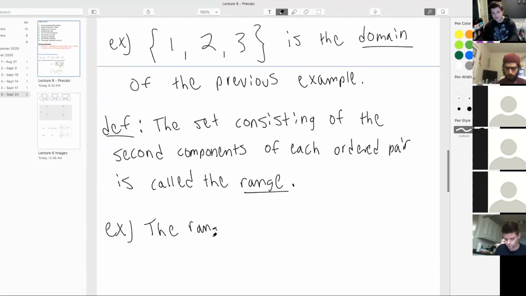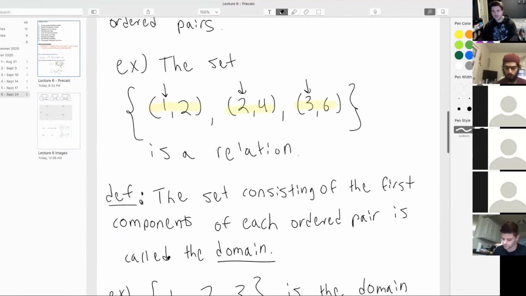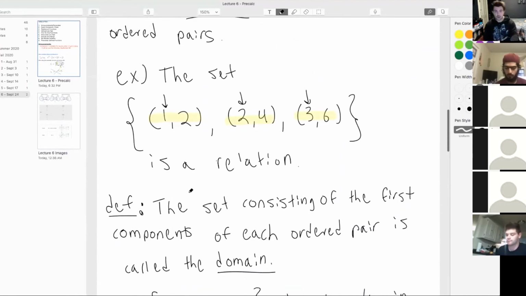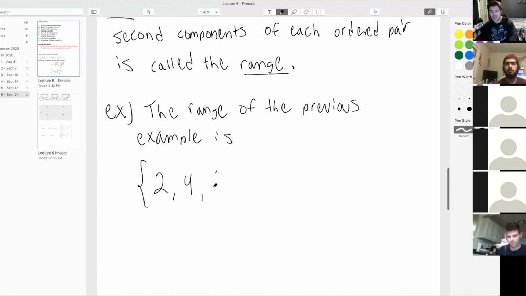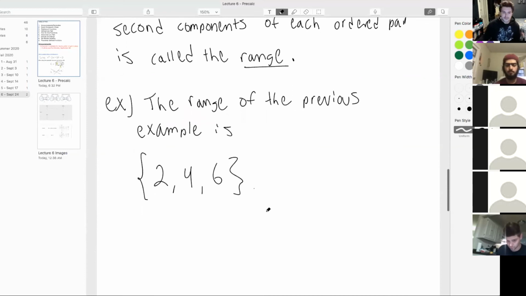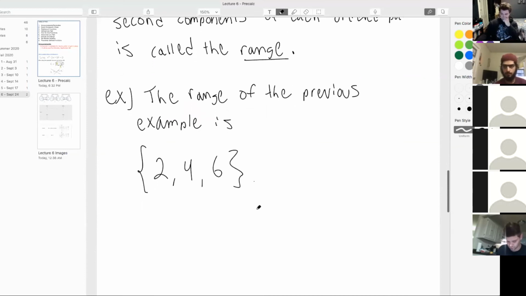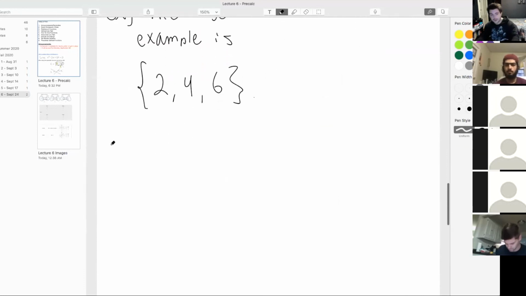So the range of the previous example: all I need to do is look at the second component of each ordered pair and throw them in a set together. The second components are 2, 4, and 6. I put those numbers in a set, and that will be the range of that example. I hope that's pretty straightforward. Just some more terminology. I know it's a lot of writing to begin.